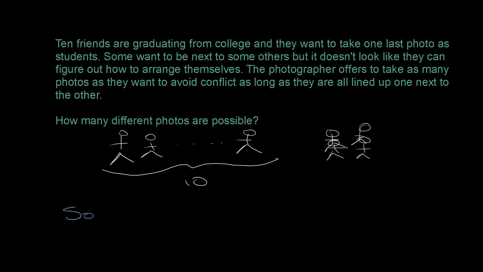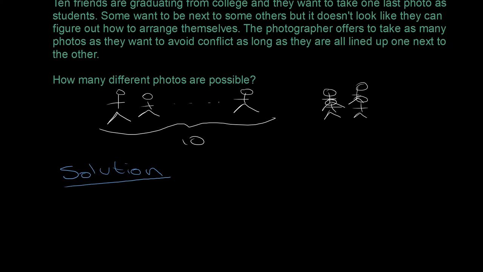Well, the solution is somewhat the same as the book problem. Let me move this just a little bit up. The first place can be taken by any of the 10 friends. The second place can be taken by any of the friends minus the one that is in the first place. So that's 9, and the same thing until 1. So the answer is 10 factorial. Let me do a quick calculation to see what 10 factorial is.